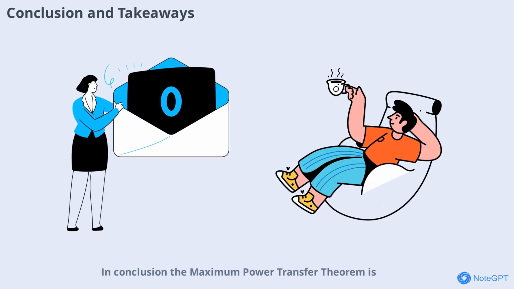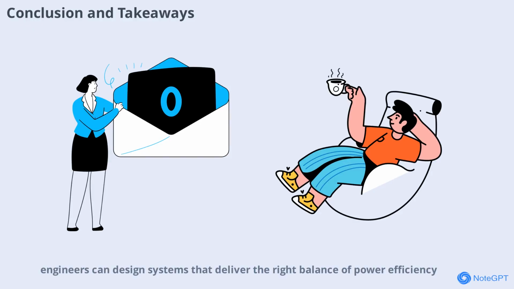Conclusion: the maximum power transfer theorem is a powerful tool for optimizing circuit performance. By understanding when and how to apply it, engineers can design systems that deliver the right balance of power, efficiency, and reliability. Whether you're working on audio equipment, communication devices, or renewable energy systems, this theorem will help you achieve your design goals.